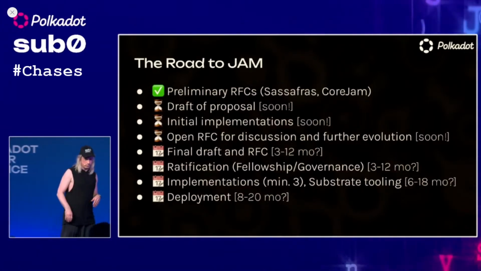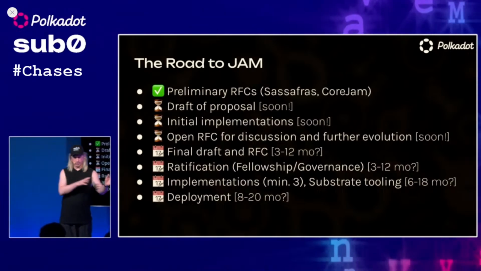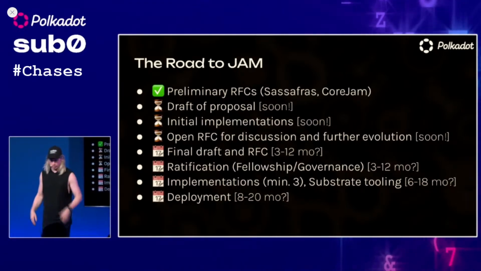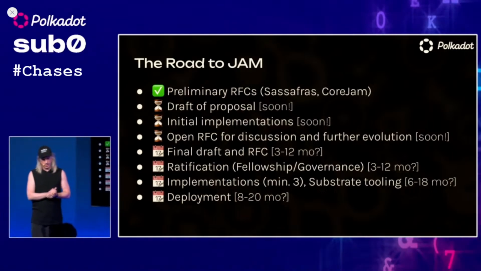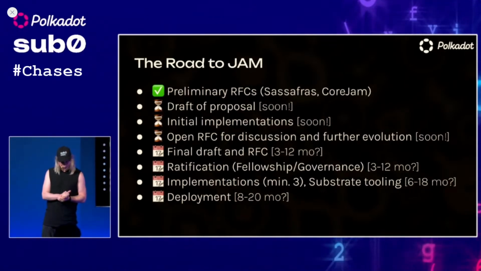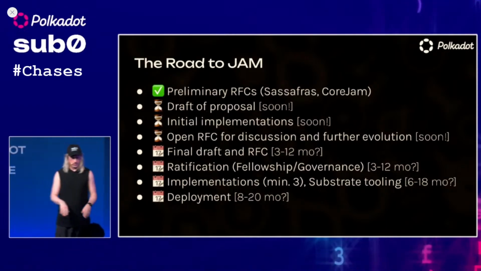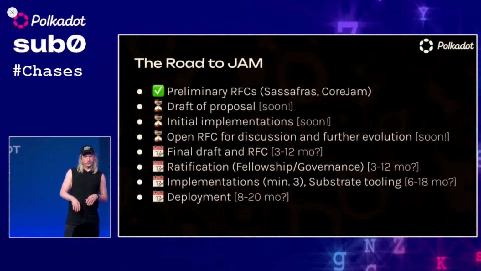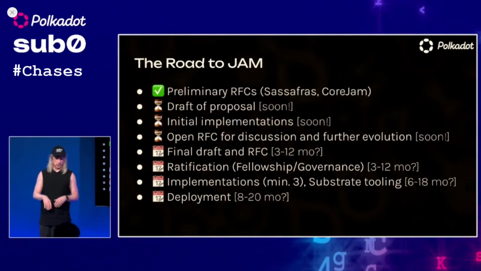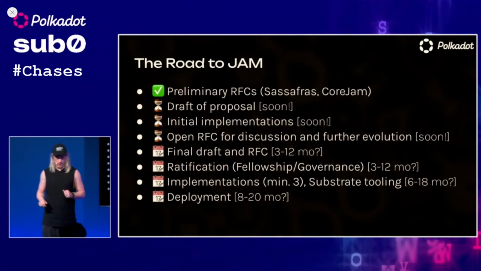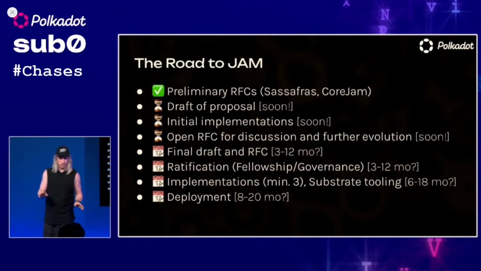So we've already seen the preliminary RFCs: Sassafras, precursor to Safrole, and Core Jam, precursor to Jam. These are the two key technologies that are in there, along with PVM. They're already up. So the next steps would be a draft of the proposal, which is coming soon, and some initial implementations. Notice I say the plural there.